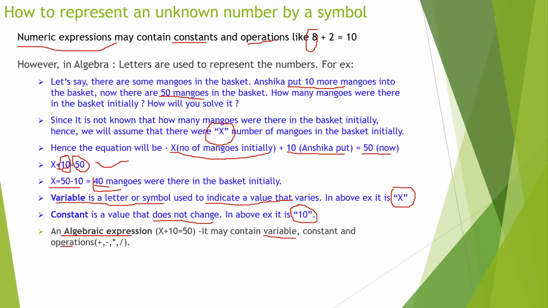So the difference is that an algebraic expression can contain variables also. Any expression which contains a variable will be known as an algebraic expression. Any expression that contains only constants and operations will be known as a numeric expression.